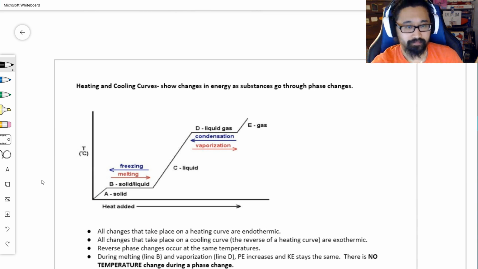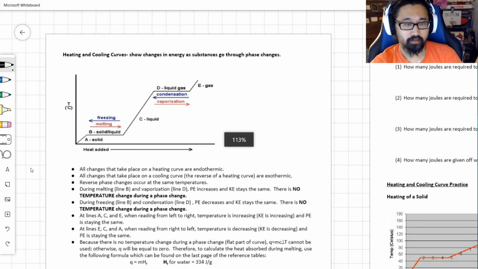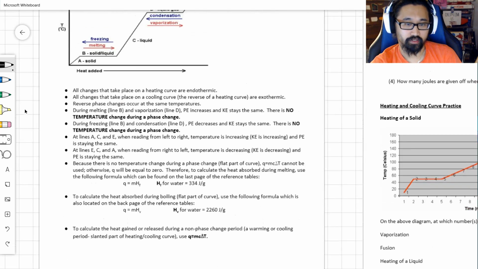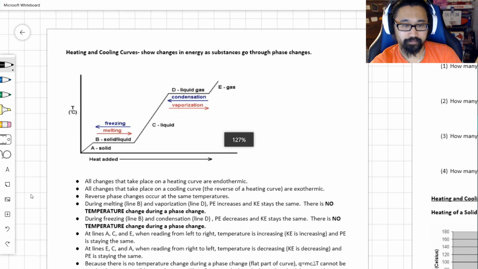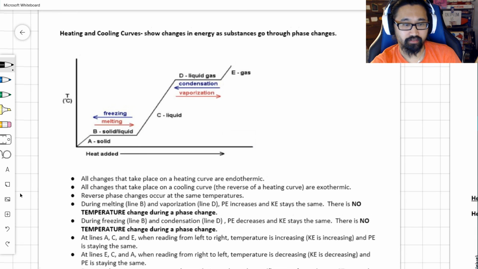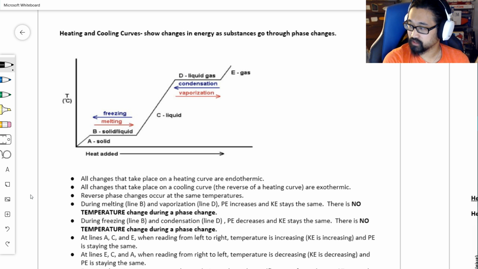There we go. All right. Now, this page, which is page 60, talks about heating and cooling curves. All right. Now, first, it's a little misleading because they're not actually curves. It is straight lines, but it shows changes in energy as we go through phase changes, right?